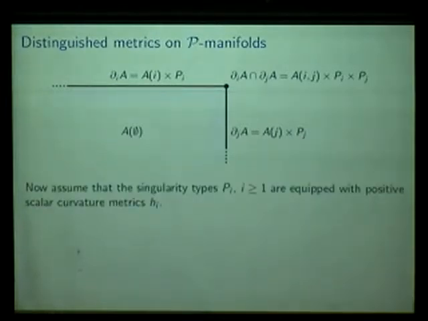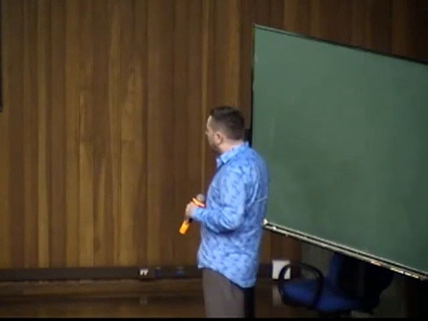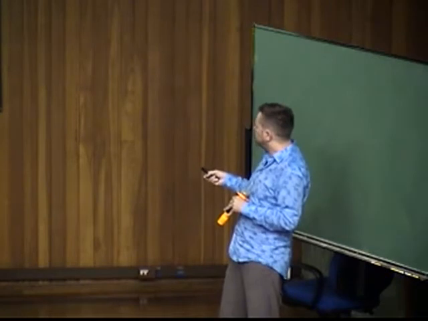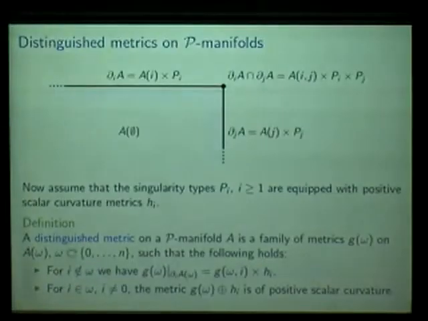And now I would like to introduce a notion of positive scalar curvature on those things. So for this, I assume that these singularity types are equipped with positive scalar curvature metrics. We can do that later on without any harm. So there is no loss of generality for what I have in mind. Let's assume that we have positive scalar curvature metrics h_i. And now I would like to say what it means that I have a distinguished metric on such a P-manifold A.